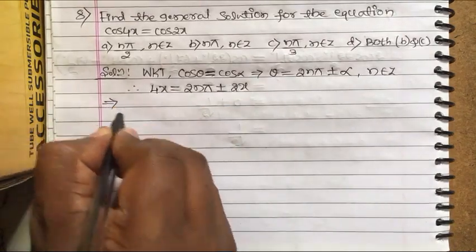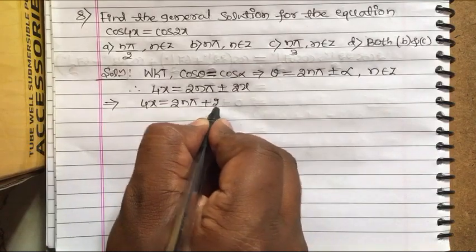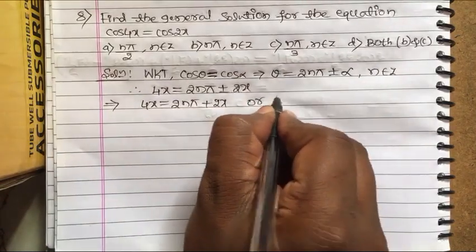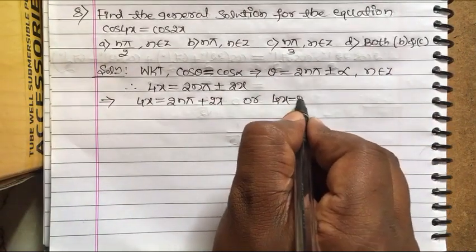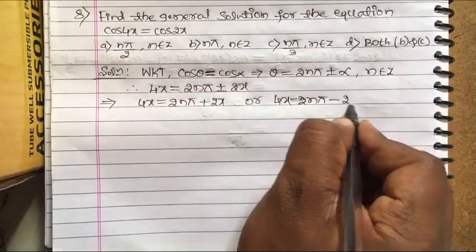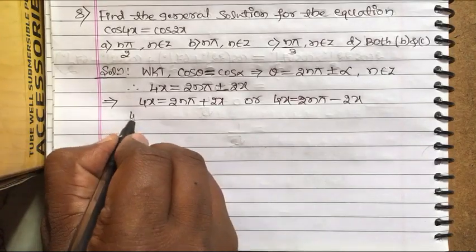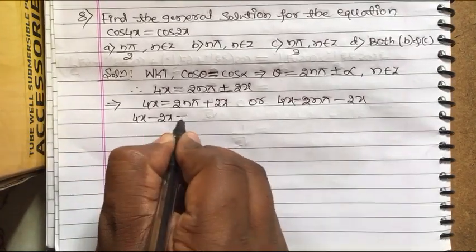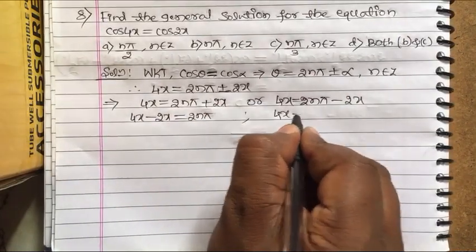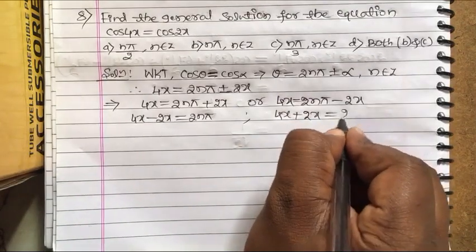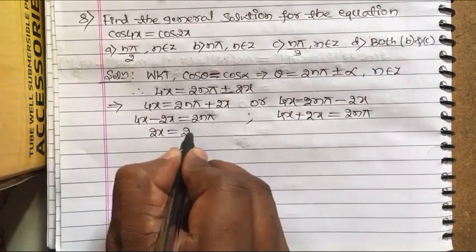Now this can be written as 4x equals 2n pi plus 2x, or 4x equals 2n pi minus 2x, because we have plus or minus here. Therefore now take 2x to the LHS. 4x minus 2x equals 2n pi. So this side we get 4x plus 2x equals 2n pi. 4x minus 2x it is 2x equals 2n pi.